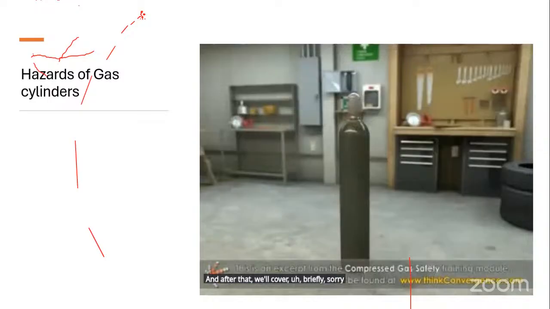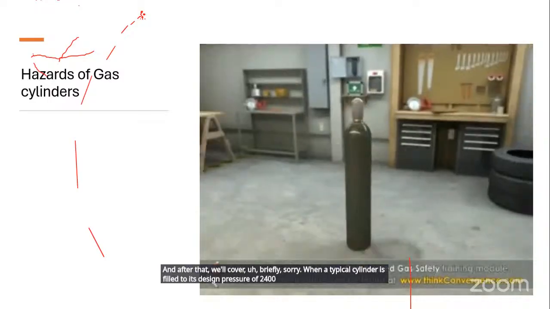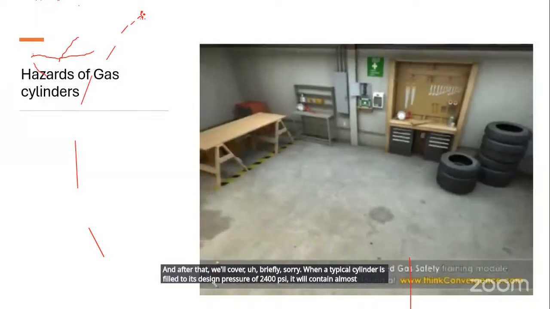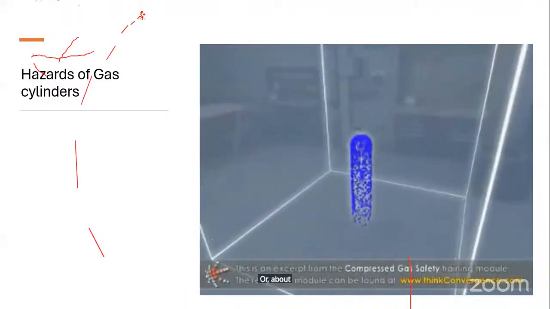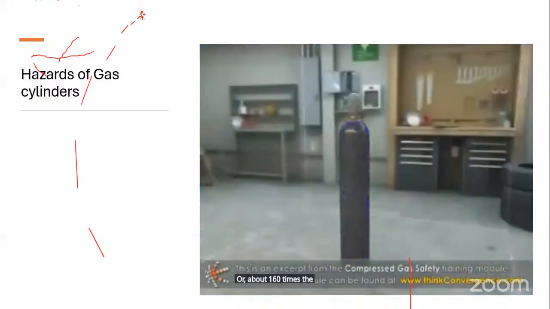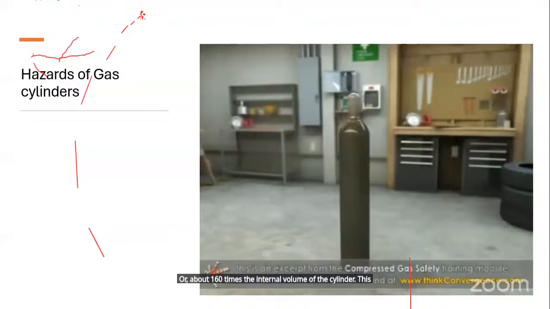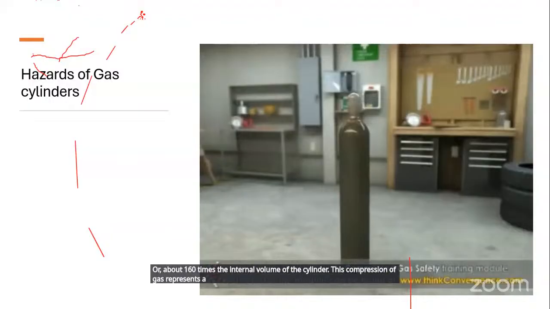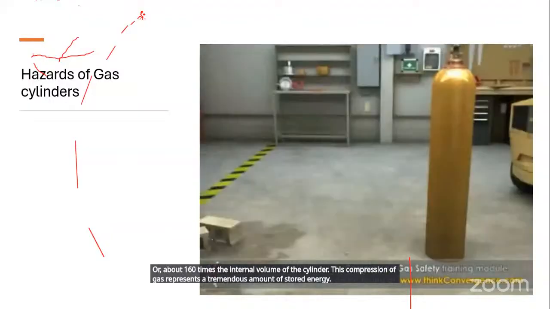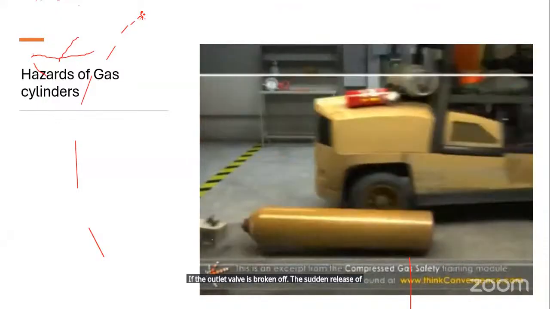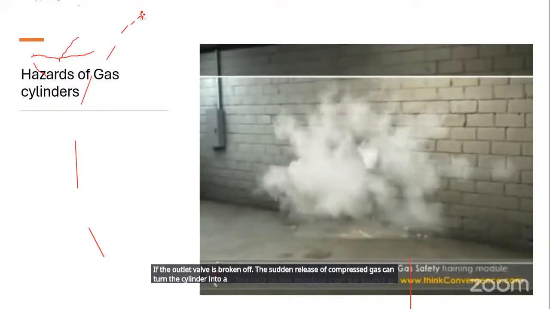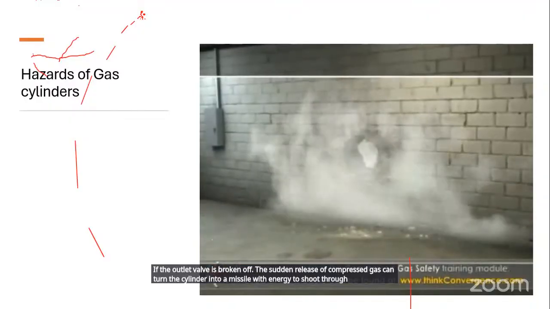When a typical cylinder is filled to its design pressure of 2400 psi, it will contain almost 300 cubic feet of atmospheric pressure gas, or about 160 times the internal volume of the cylinder. This compression of gas represents a tremendous amount of stored energy. If the outlet valve is broken off, the sudden release of compressed gas can turn the cylinder into a missile with energy to shoot through a cinder block wall.